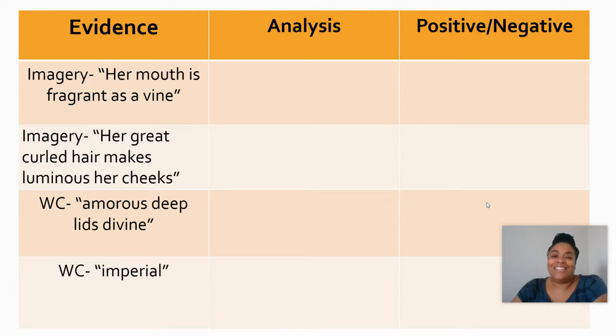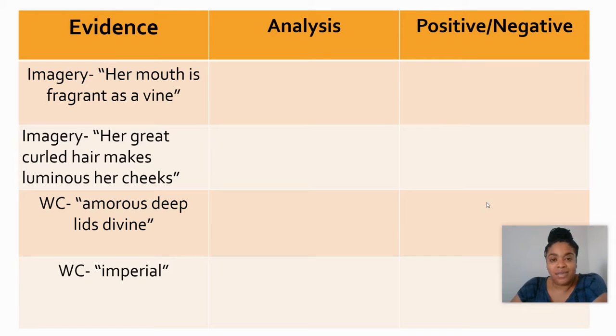So, scholars, we have to make a T-chart. Our T-chart today is a pretty nice size T-chart. The first thing we need to do is have our evidence, and we have already identified our evidence. We have two pieces of evidence that show us how the author uses imagery. Then we have two pieces of evidence that show us how the author used word choice. After we have identified, we now need to go in and analyze it.